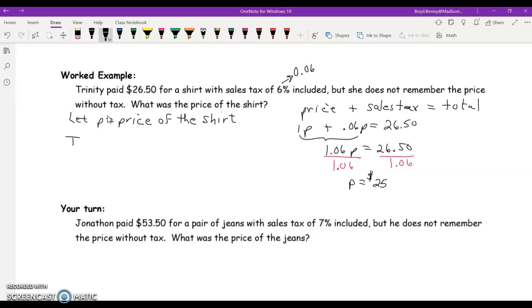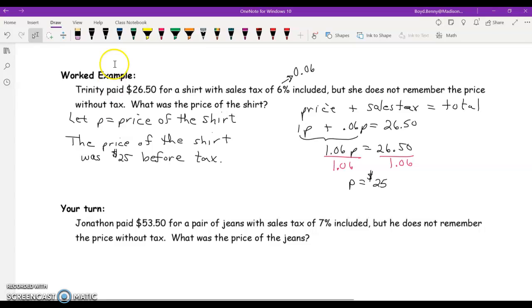So I would say the price of the shirt was $25 before tax.